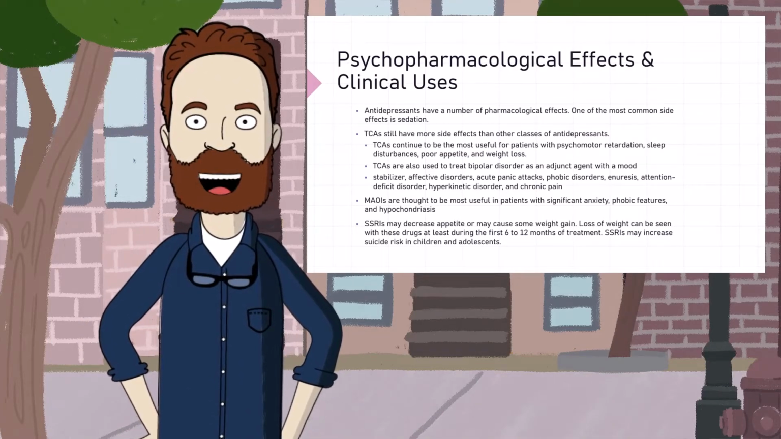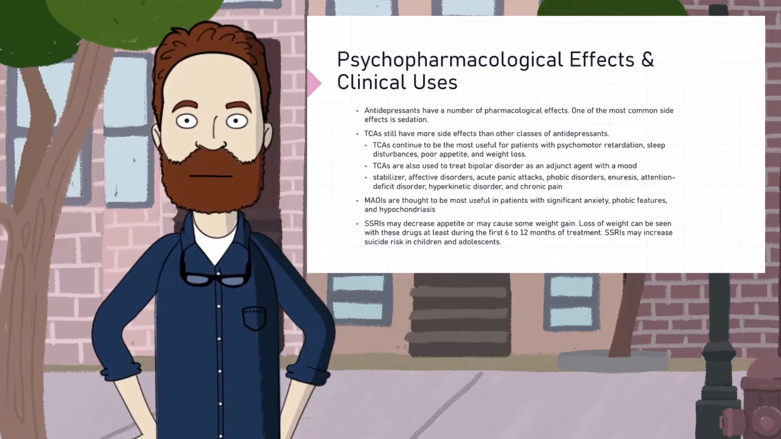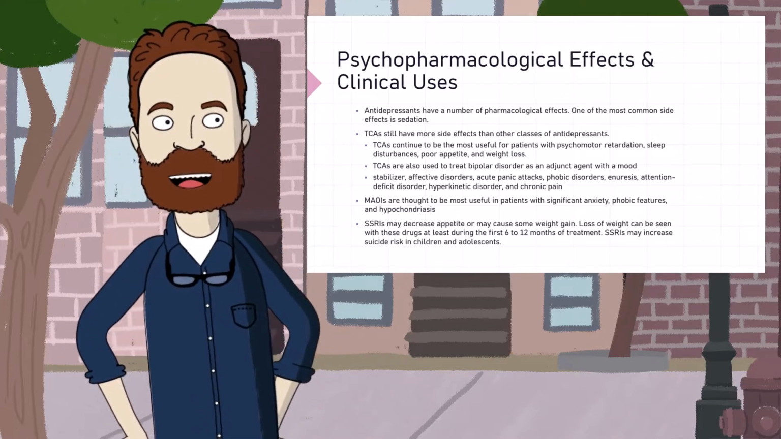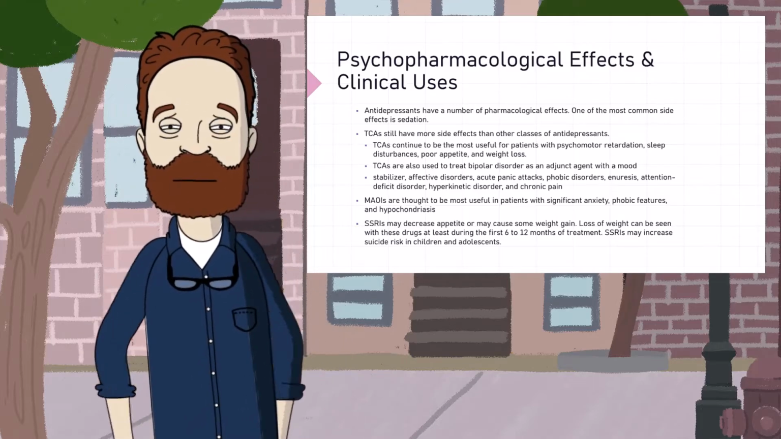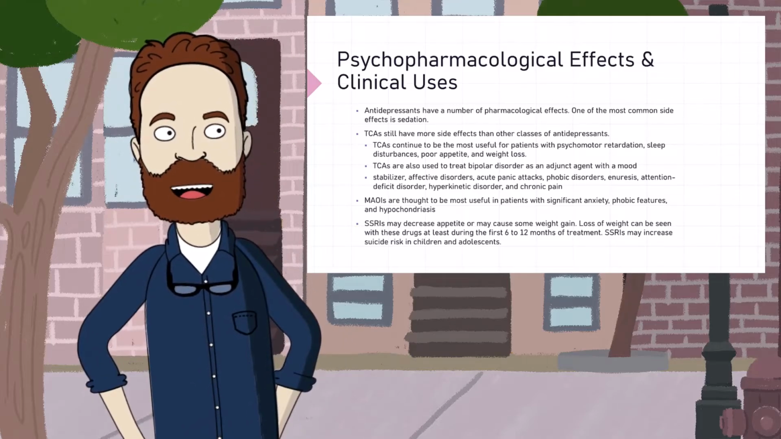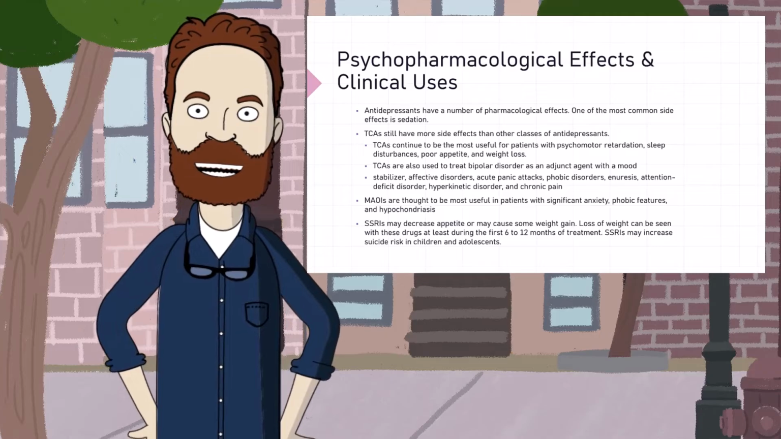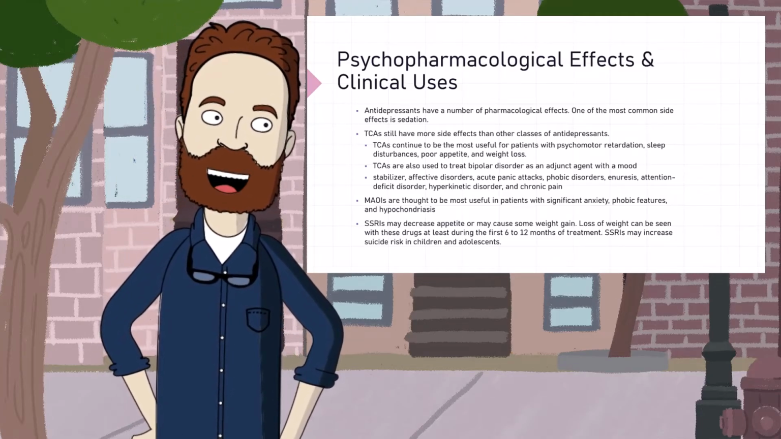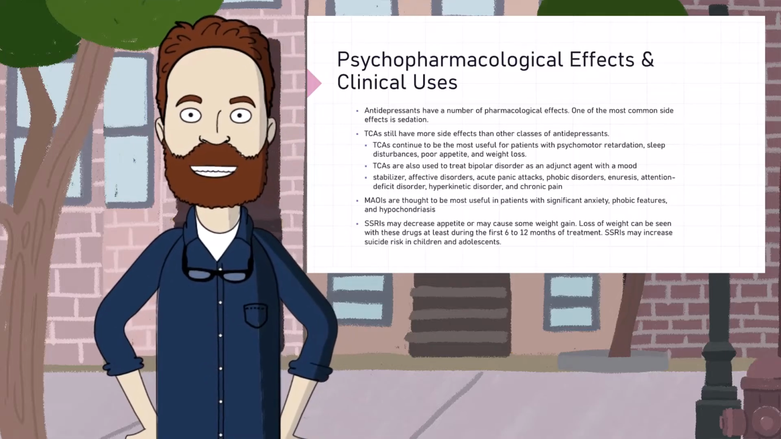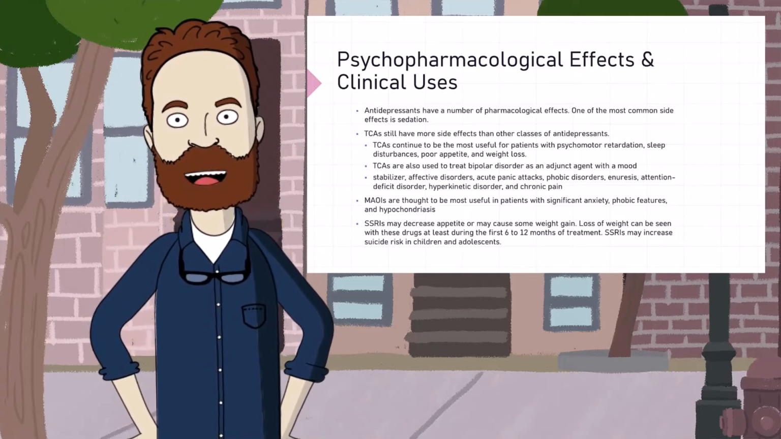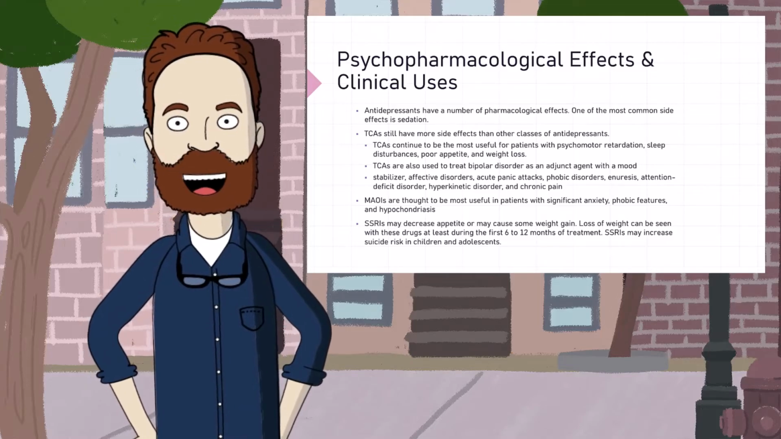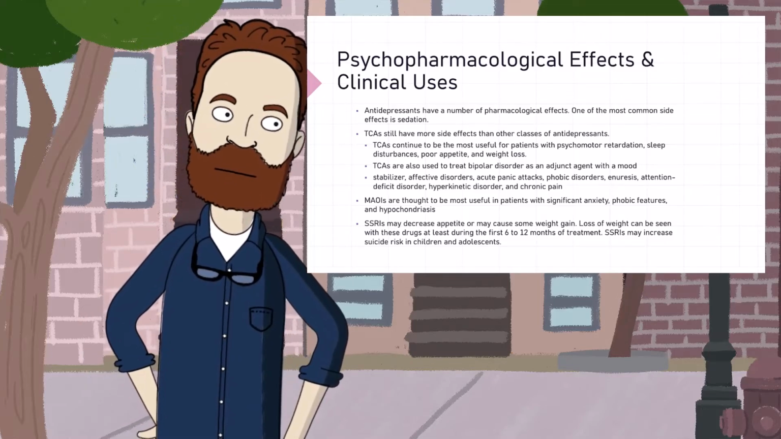Now, if we're talking about the pharmacological effects and the clinical uses, all antidepressants have a number of pharmacological effects. One of the most common side effects is sedation, so feeling sleepy. Now, the TCAs, tricyclic antidepressants, have more side effects than the other classes of antidepressants I mentioned. However, TCAs continue to be the most useful for patients with psychomotor retardation, sleep disturbances, poor appetite, and weight loss. TCAs are also used to treat bipolar disorder.